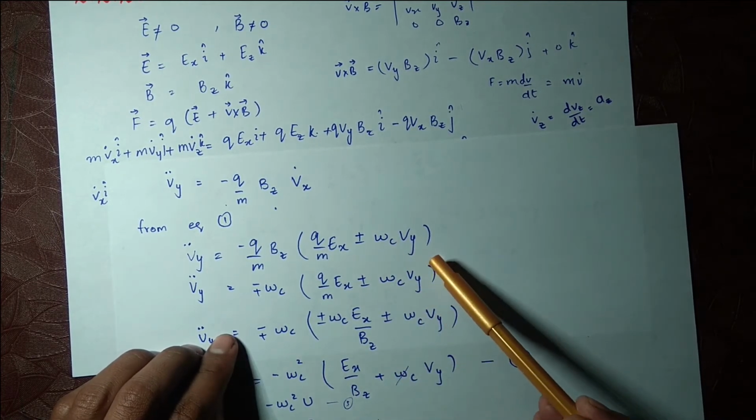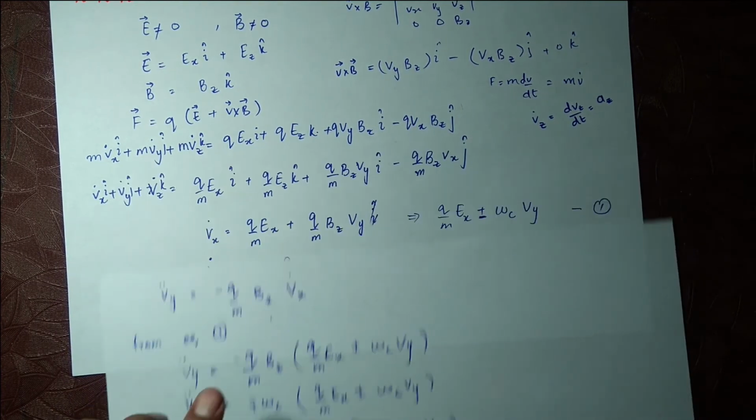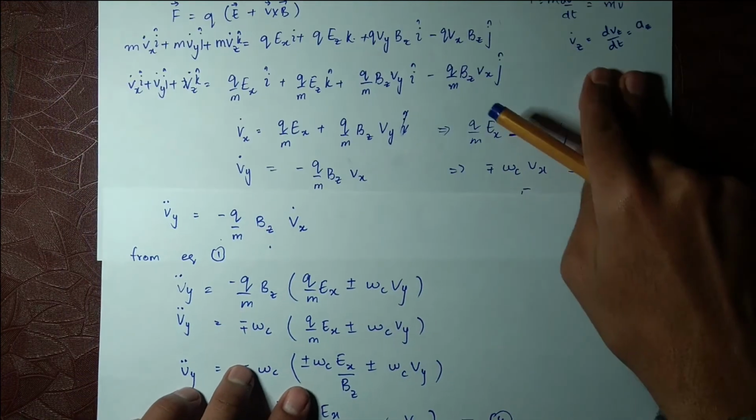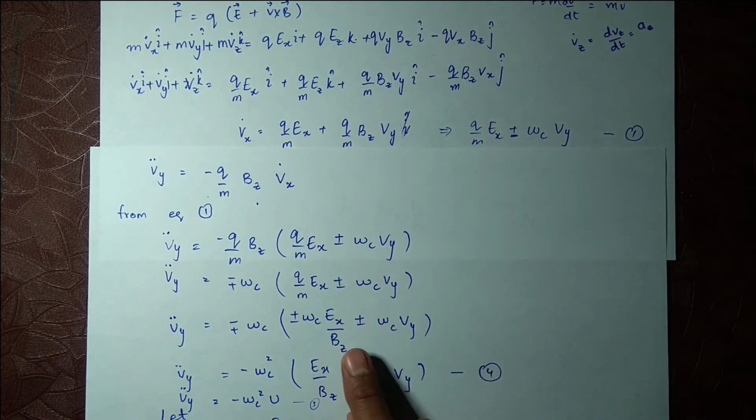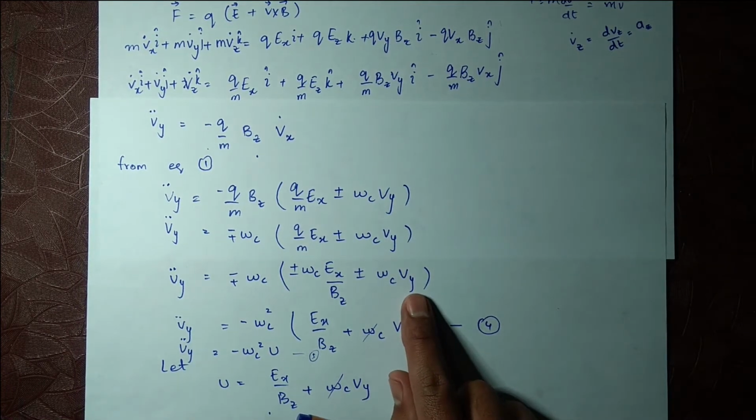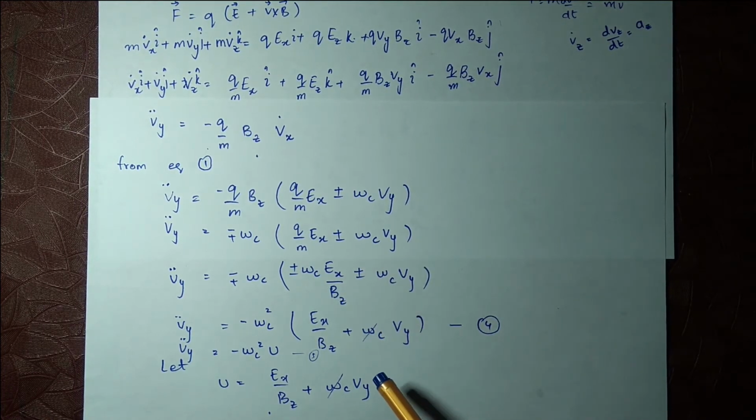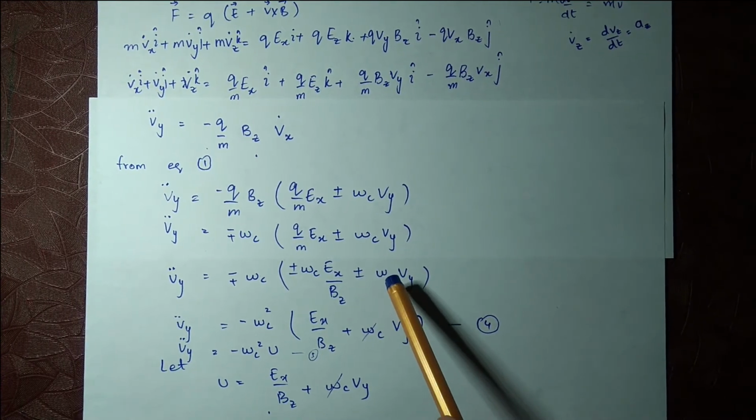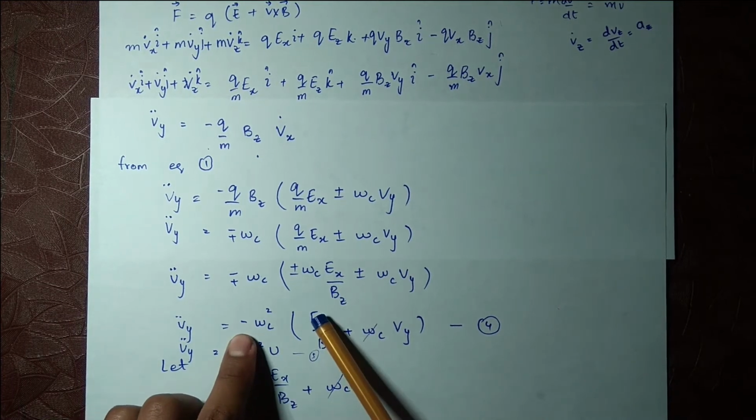In the next step we will form this omega c just like before. We form this one as an omega c. This equals omega c. You can see Ex over Bz plus minus omega c Vy. Okay, now in the next step we are going to take the common of this omega c. When we take the common of this omega c, we are having this negative sign, only a negative sign.